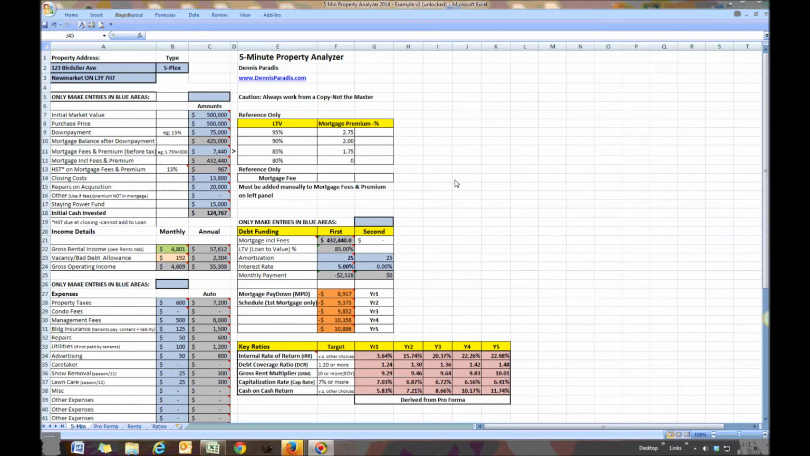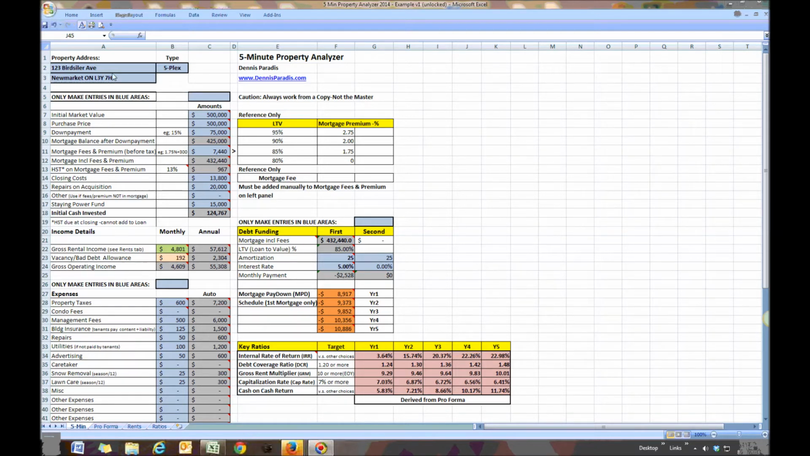In this short video, I'll go through the simple process of analyzing a given property, how quickly you can do it, the ratios you can create, and how you can play with it to come up with your sensitivity analysis depending on your optimistic or pessimistic view of the future. Very important to look at that aspect of any financial analysis. How sensitive is it to assumptions that you make about the future?